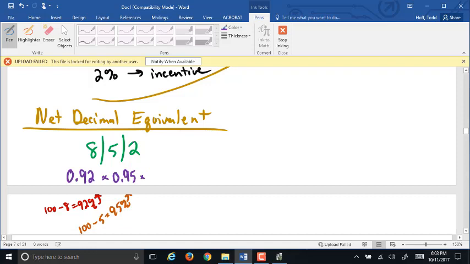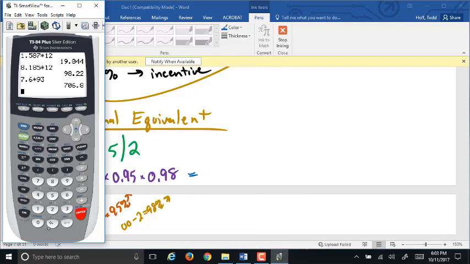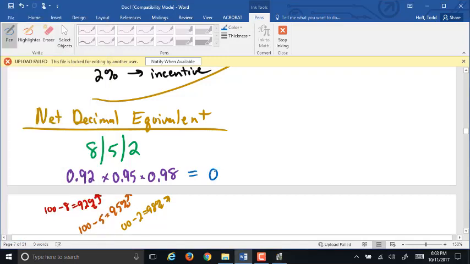How about for the 2% then? 0.98. Again, that's 100 minus 2 is 98%. We move the decimal to make it a rate. So now we have to multiply those together. 0.92. That sounds right. So 0.85652.